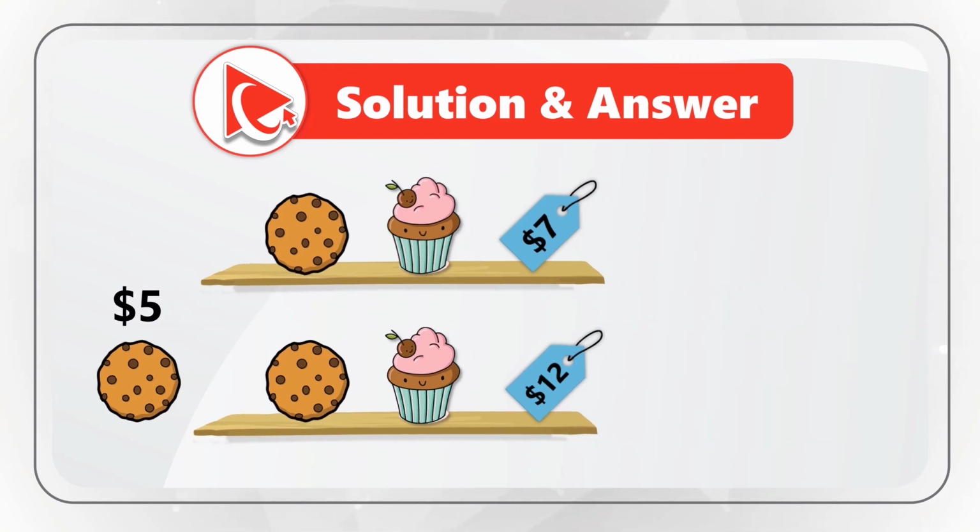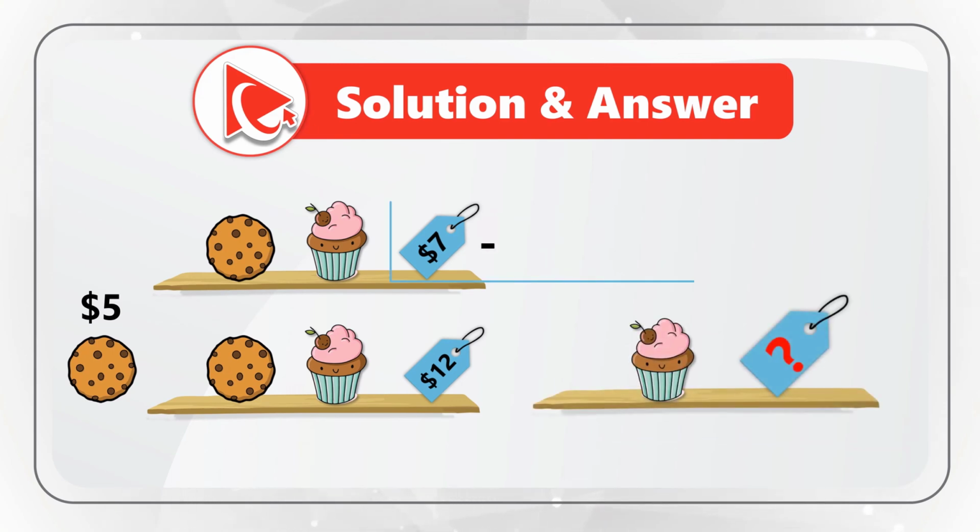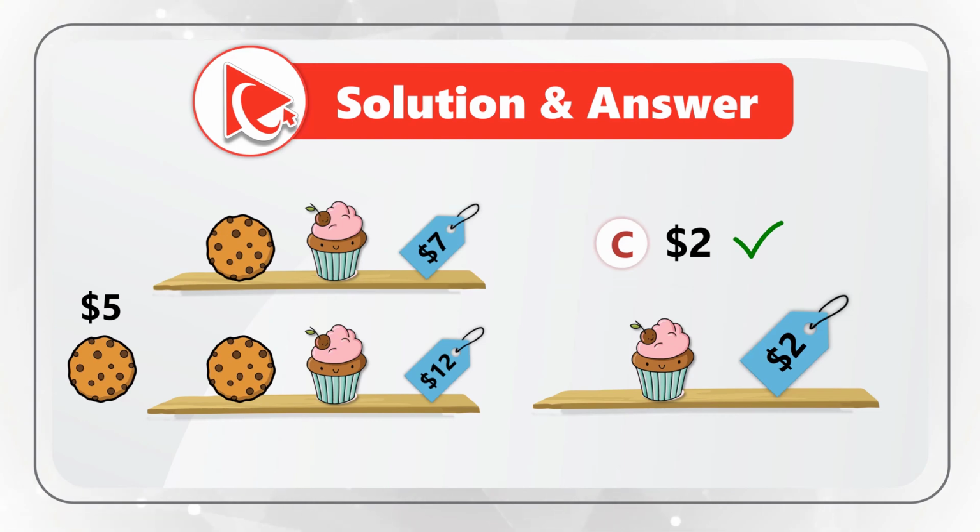Now we can easily calculate the price of cupcake by subtracting 5 from 7, which means that the total price of cupcake is $2. So the correct answer here is choice C, $2. Did you get to the same answer? If not, please make sure to post your answer, solution, and rationale in comments.